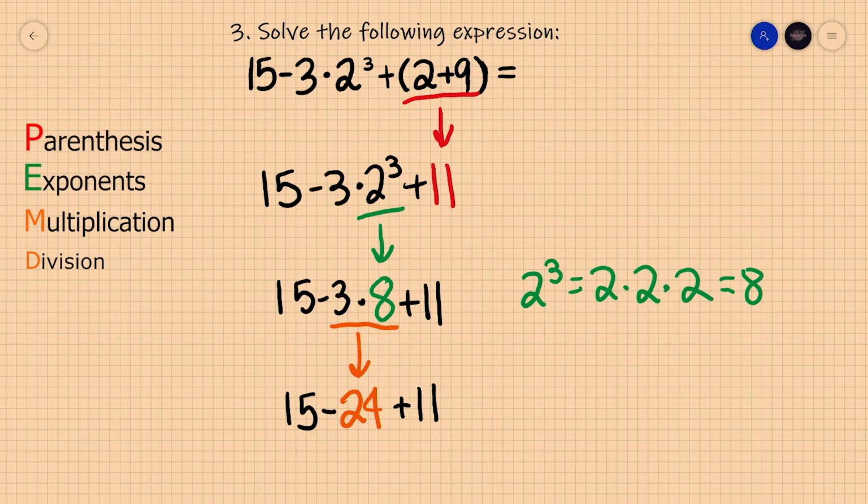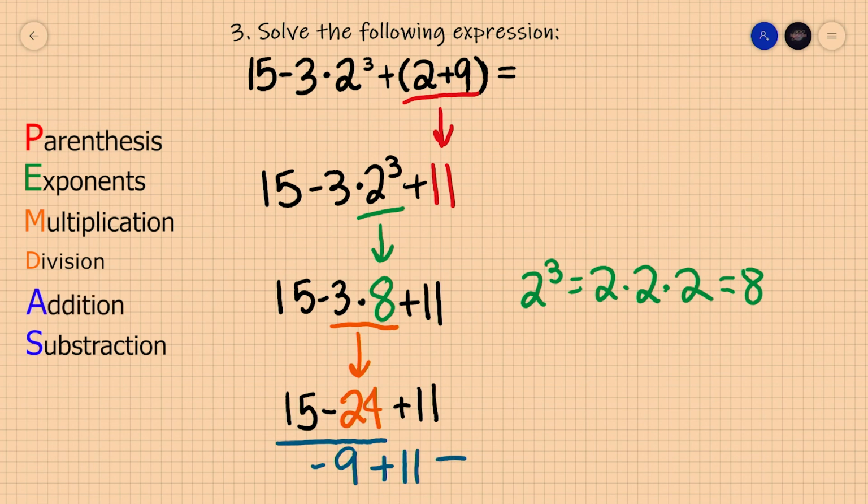In this case, once again, you can just do addition and subtraction from left to right. 15 minus 24 is equal to negative 9, and then you will get plus 11, and that equals simply 2. Perhaps the hardest question, but the simplest answer.